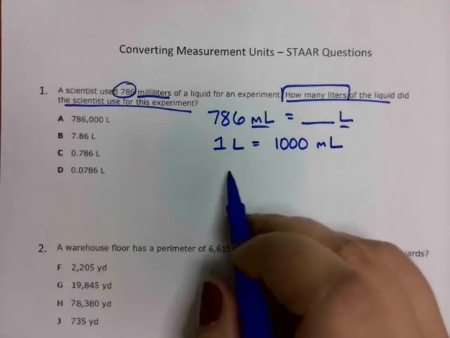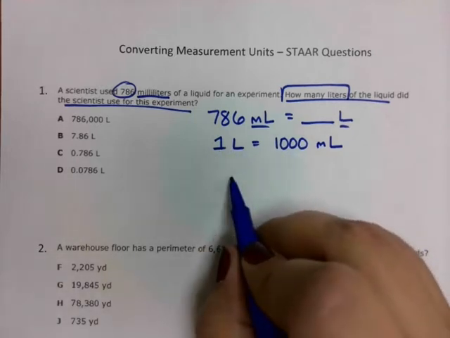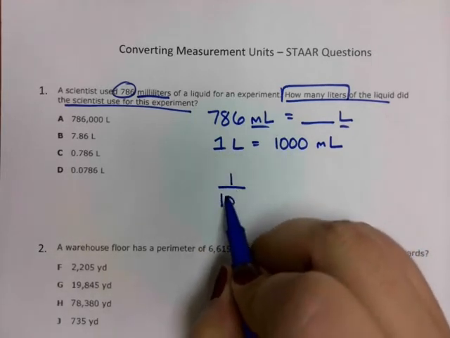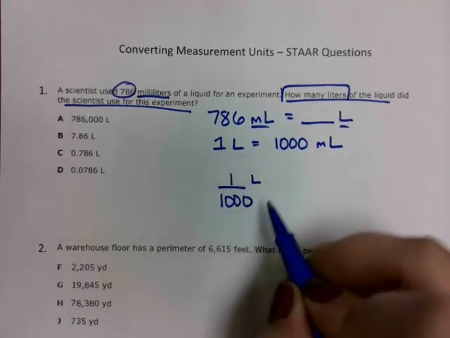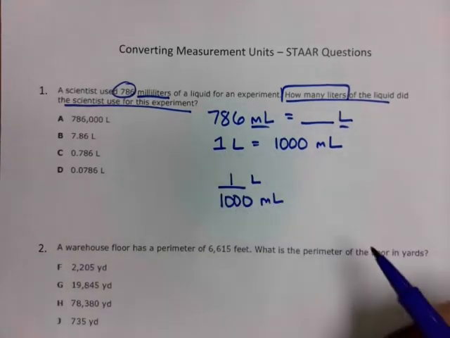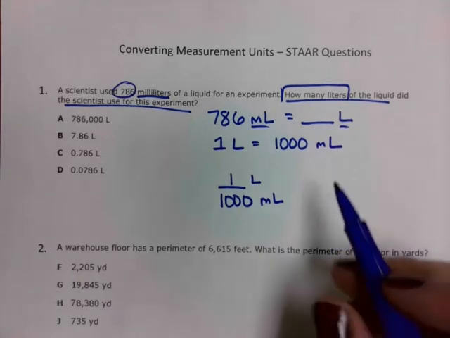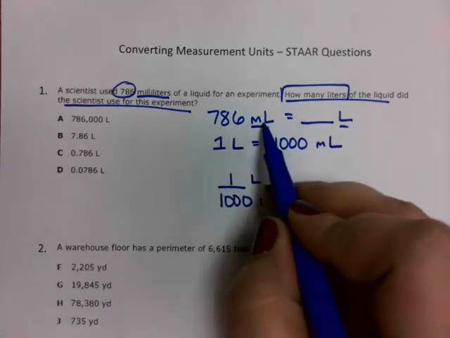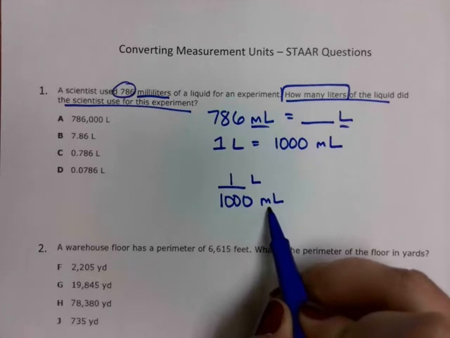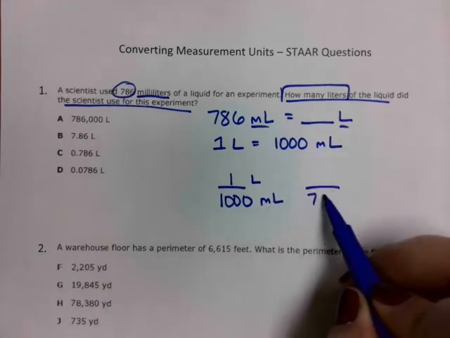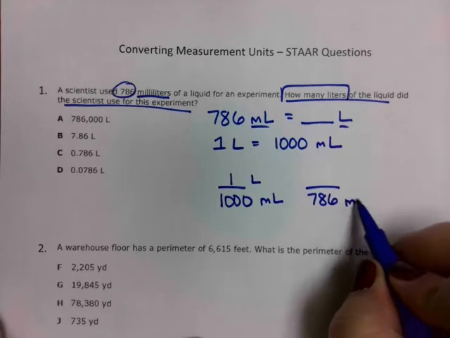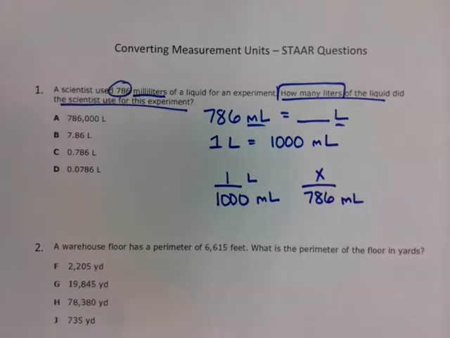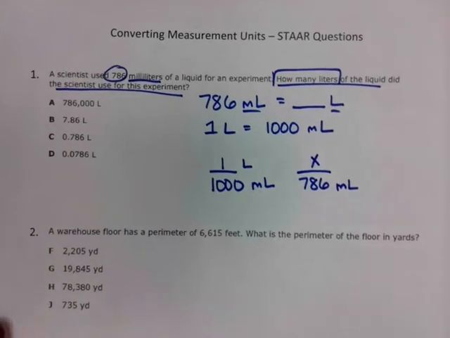All right, now my next step is going to be to write that as a fraction. So 1 over 1,000. Don't forget your labels. 1 was a liter, 1,000 was a milliliter. And then the number in the problem was 786 milliliters. So I'm going to match that up with milliliters at the bottom, and it goes here. And my X goes there. Okay, now I'm just going to cross multiply and divide to solve.